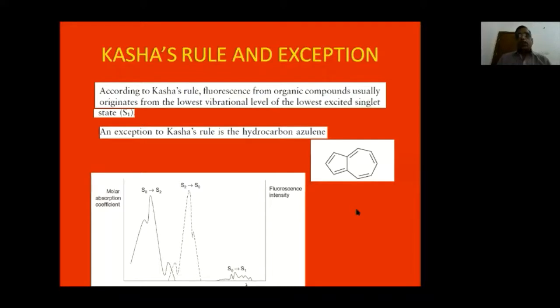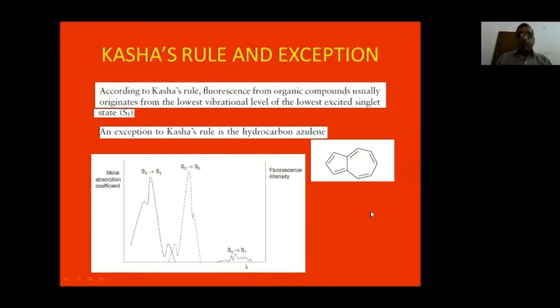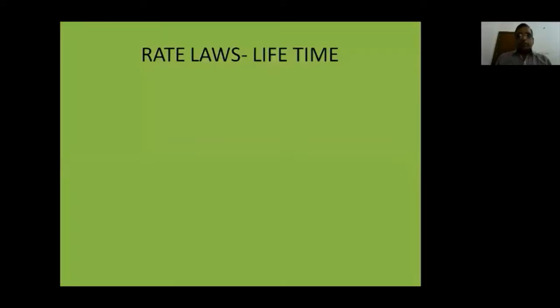But this is the only exception available in the literature for Kasha's rule. Otherwise, in general, relaxation always happens from the zero vibrational level of the first excited state. That is the first principle of relaxation of the excited state of an organic molecule. Fine. And this is again an exception, we have seen it.